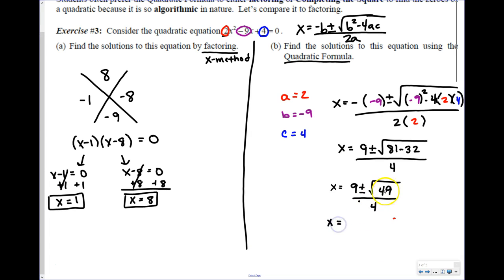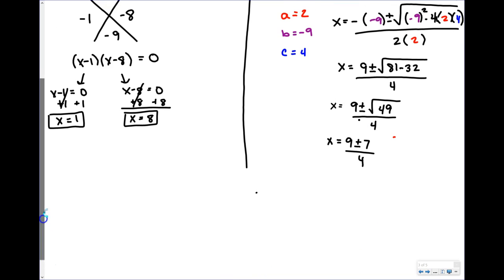Luckily here we can actually reduce this square root, so we get 9 plus or minus 7, because the square root of 49 is 7, divided by 4. Now, here's where the problem is going to break off into 2 pieces. So we're going to have the piece that is x equals 9 plus 7 divided by 4, and the piece that says x equals 9 minus 7 divided by 4.